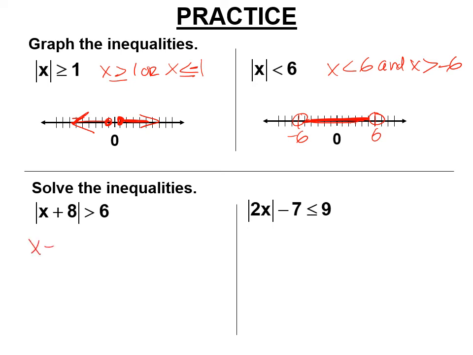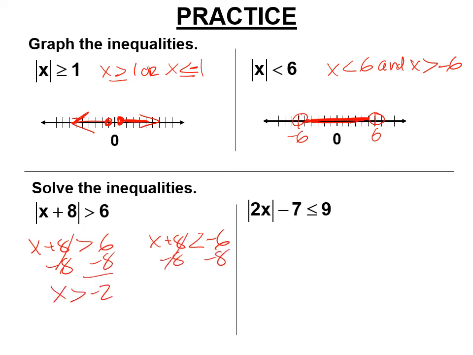All right, so here we have x plus 8 is greater than 6. We have x plus 8 is less than negative 6. We subtract 8 from both sides. X is greater than negative 2. Subtract 8 from both sides here. X is less than negative 14. So less than negative 14, greater than negative 2. The only way that's true is if it's an OR inequality.